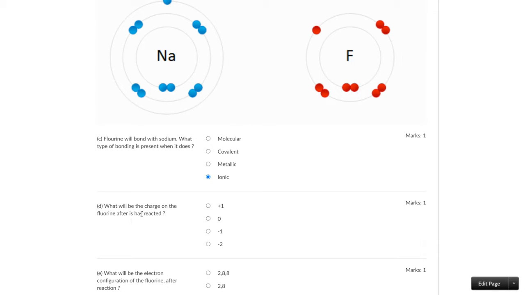So fluorine, after it's reacted then, will have gained that electron from sodium, and as we've already seen in a previous question, electrons are negatively charged. So if fluorine gains an electron which has a negative charge, the fluoride ion will pick up that negative charge. It's only taking one electron, so it'll only get a -1 charge. If it had picked up a second electron, like oxygen would for example, it'd get -2, but fluorine only needs 1 electron, so it only gets a singular negative charge.